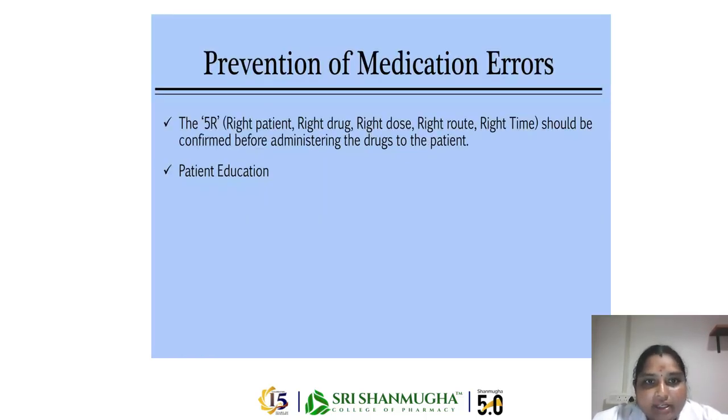Next, the five rights: right patient, right drug, right dose, right route, and right time should be confirmed before administering the drug to the patient, and the patient should be educated about these errors.